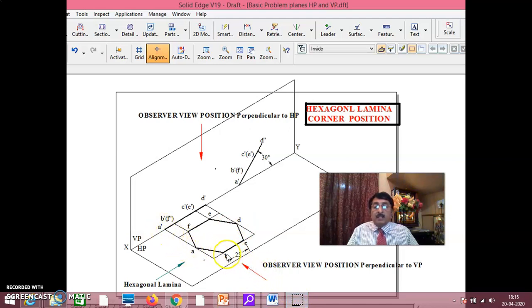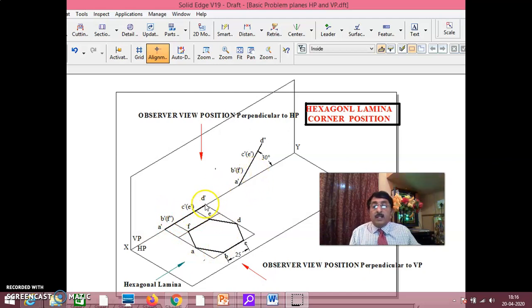dash. This is B dash, F dash. This is C dash, E dash. This is D dash. C can be seen, E cannot be seen, B can be seen, F cannot be seen. It is B dash, F dash, C dash, E dash, and D dash. Now you see here. This is how you see. This is the top view. This is the front view.